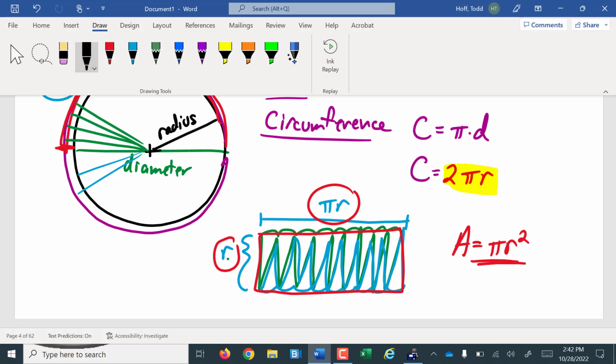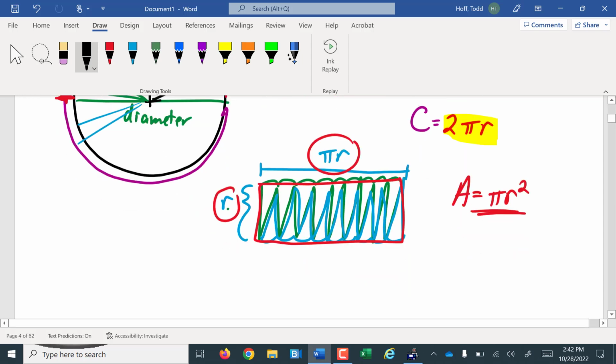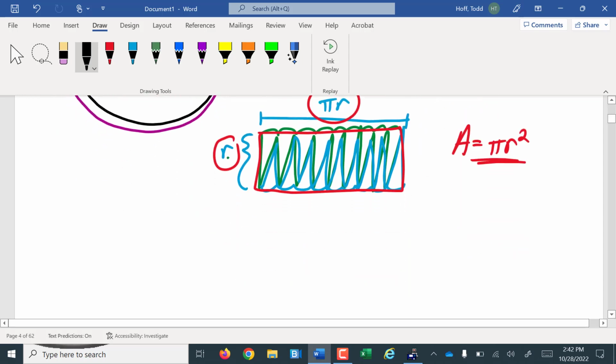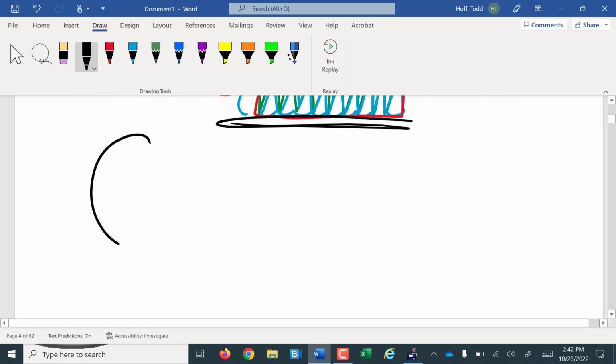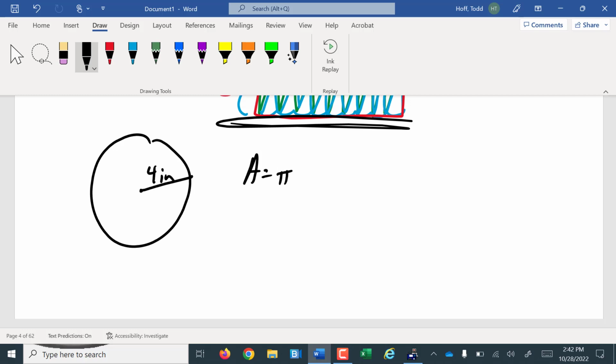Now with that said, we're not going to do anything fancy like this. We're just going to use the formula. If I have a circle with a radius of 4 inches, the area will be pi times 4 squared. If I use 3.14 for pi, that comes out to be 50.24 inches squared, about?